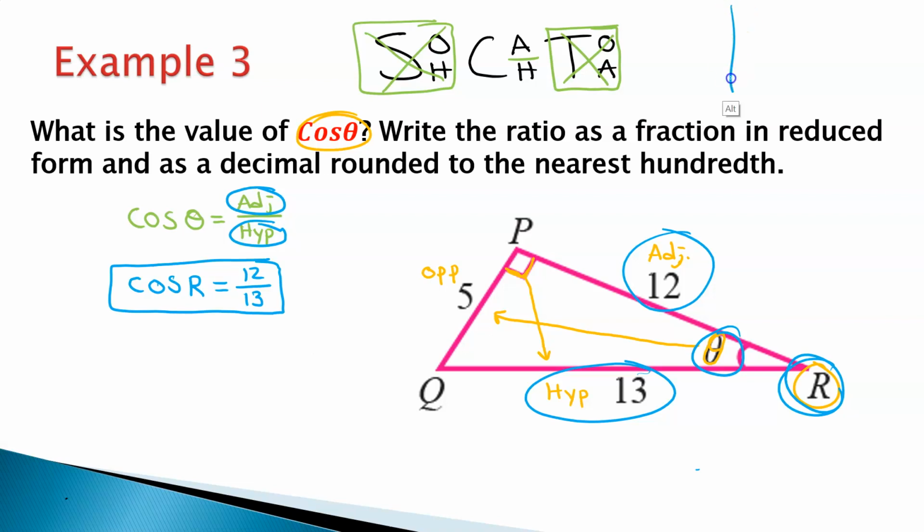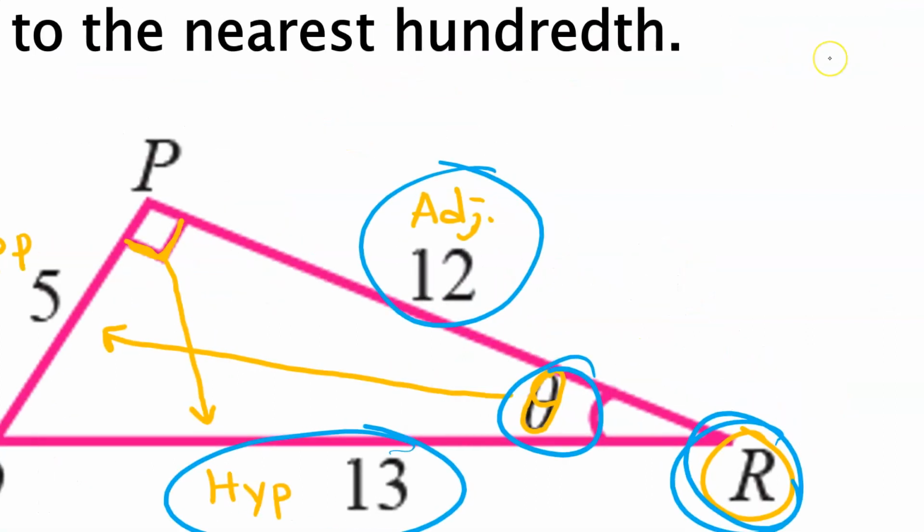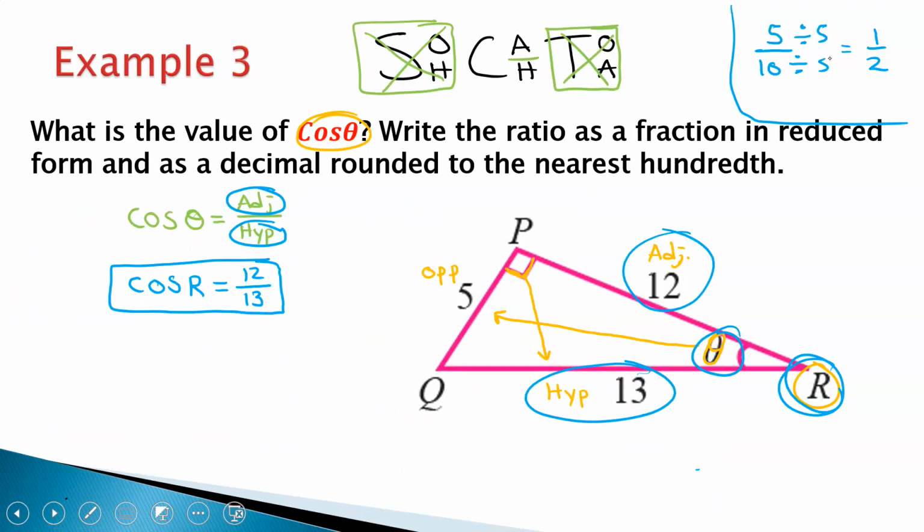Let's say, for example, you had a fraction something like 5 over 10. Yes, I would appreciate it if you guys can do me a favor and simplify that by 5. You would end up with 1 over 2. So if that ever is possible, please go ahead and do that. Again, this was just a little side example. But 12 over 13 doesn't simplify nicely. All right, so there is the fraction in reduced form.